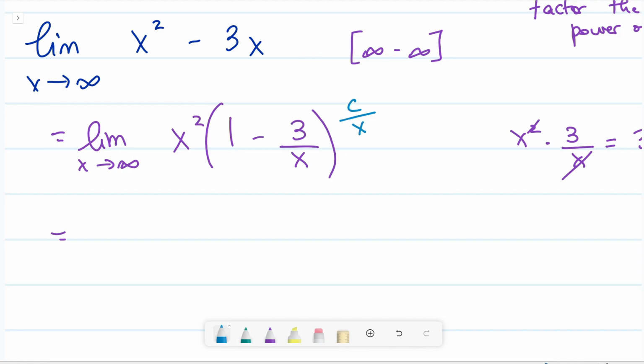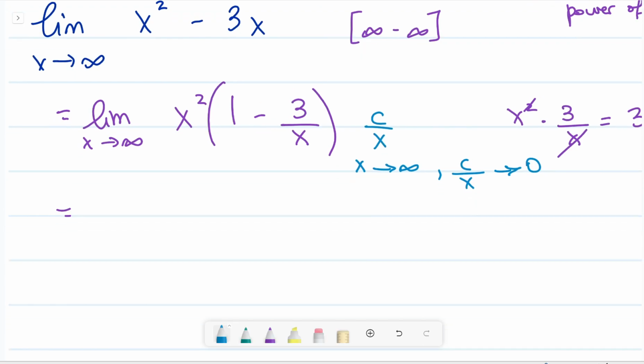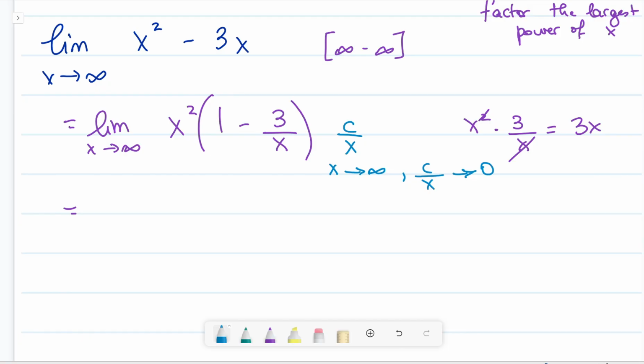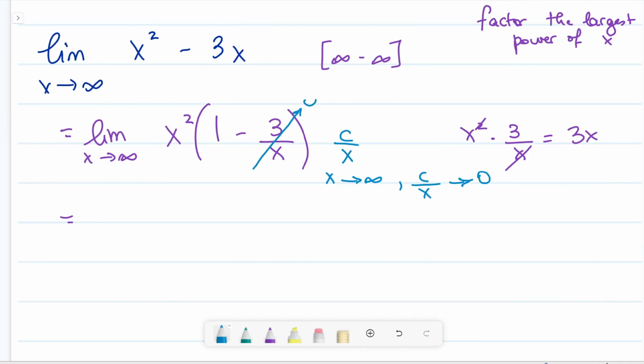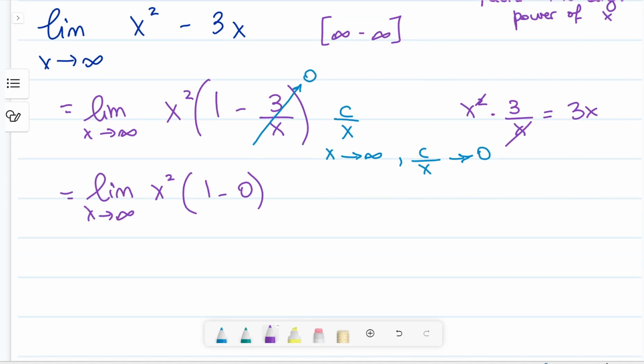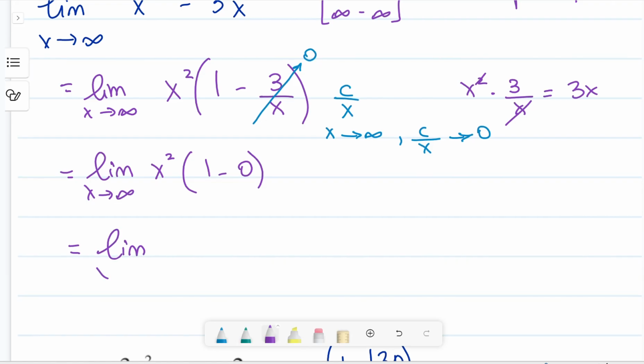and since x approaches infinity, this is a constant over x. Since x approaches infinity, then c over x approaches 0. So 3 over x approaches 0. What we are left with is limit of x squared times 1 minus 0 as x goes to infinity. We can simplify, 1 minus 0 is only 1.